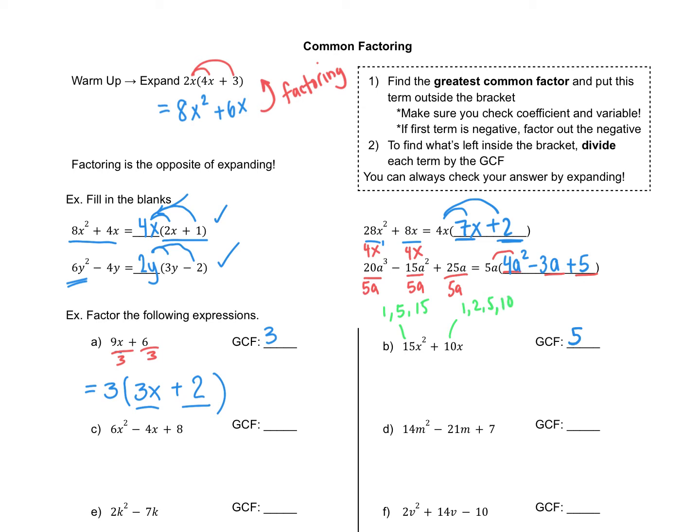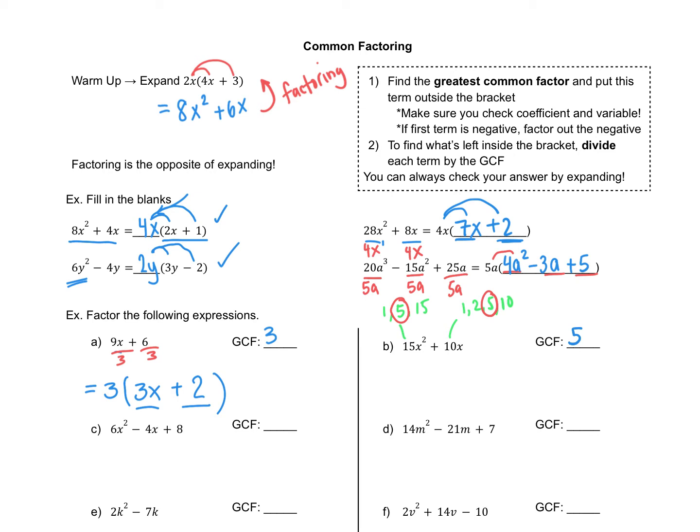So if you create this list of factors of each number, let's see what they have in common. They have a 1 in common, but they also have a 5, and that's the greatest factor that is common to both. So this is a bit of a longer way to do this, but if you struggle with your multiplication table, it might be helpful to write out those factors and then see which one's the biggest number that they have in common. Okay, so that's the coefficient.